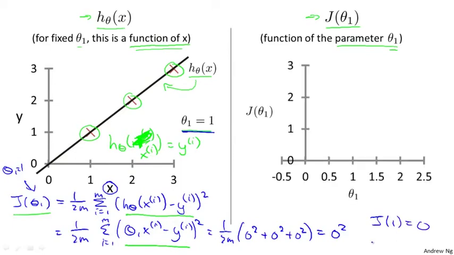What I'm going to do on the right is plot my cost function J. And notice, because my cost function is a function of my parameter theta 1, when I plot my cost function, the horizontal axis is now labeled with theta 1.